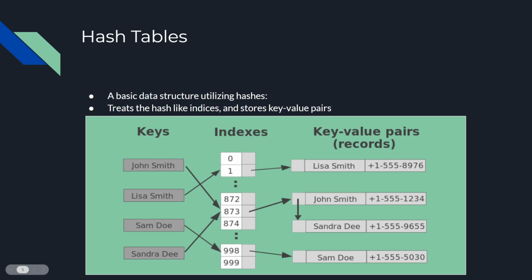Hash tables are a very basic data structure that uses hashes. You use hashes like indices, and the way that you interact with that is by using keys. You pass a key into a hashing function, which will return an index, and you store data there, usually in key value pairs.